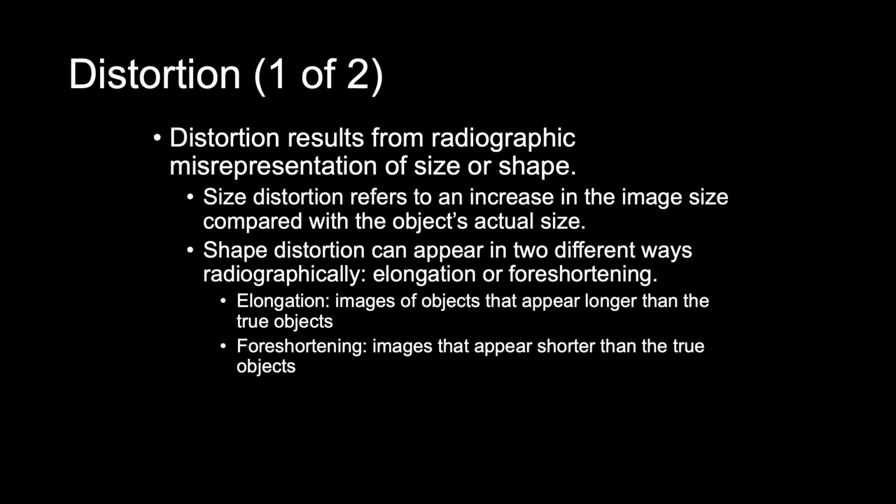When the image is distorted, spatial resolution is reduced. The term size distortion or magnification refers to an increase in the image size of an object compared with its true actual size. Radiographic images of objects are always magnified in terms of the true object size. The source to image receptor distance, or the SID, and also the object to image receptor distance, the OID, play an important role in minimizing the amount of size distortion of the radiographic image.